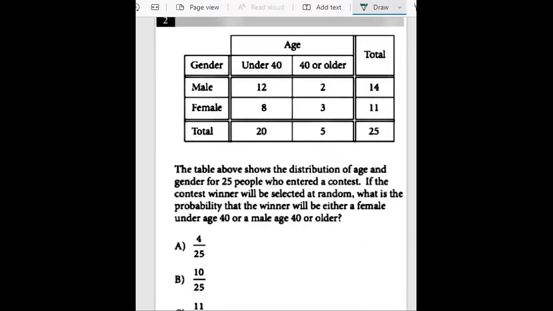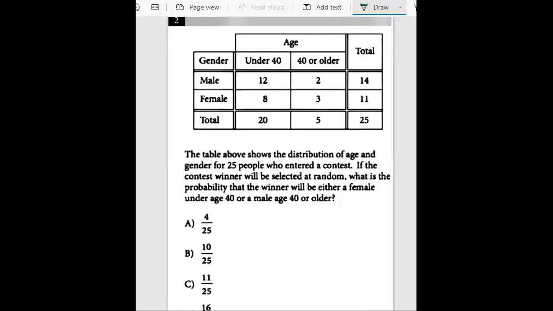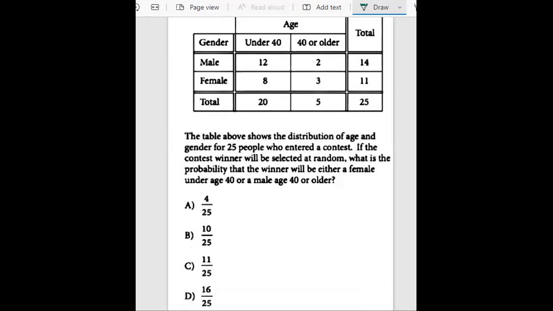Okay, now we have another question. The table above shows the distribution of age and gender for 25 people who entered a contest. If the contest winner will be selected at random, what is the probability that the winner will be either a female under age 40 or a male of age 40 or older?